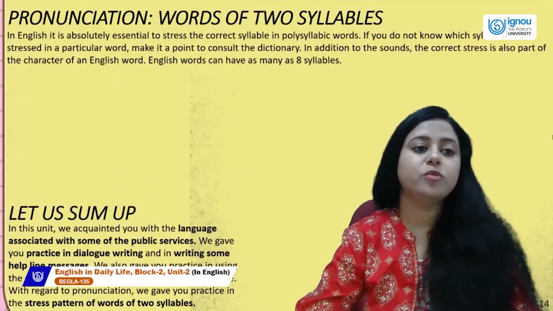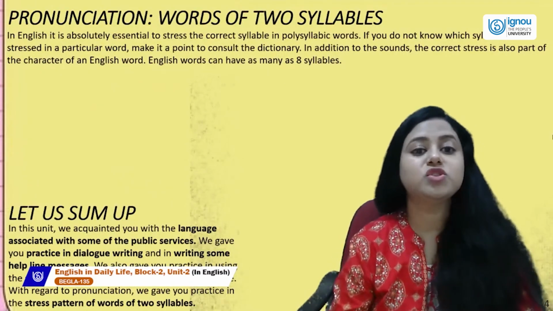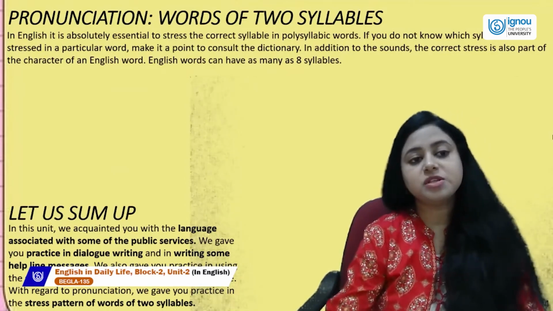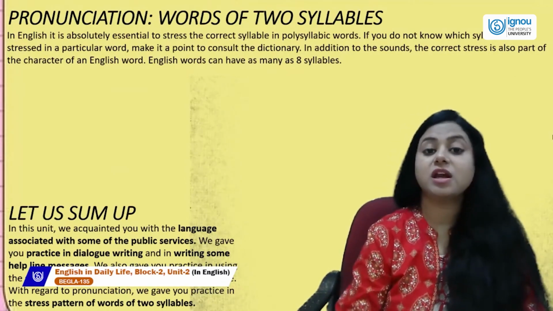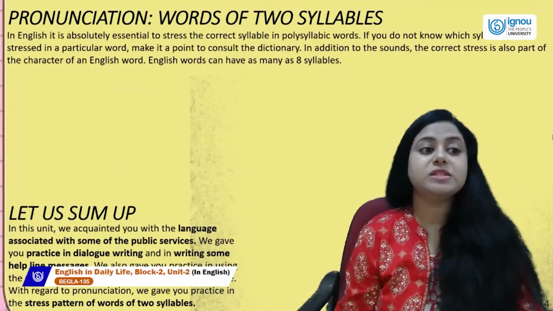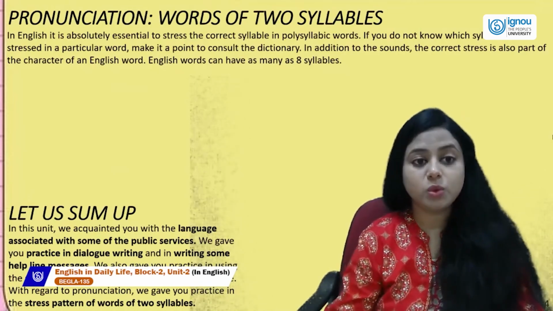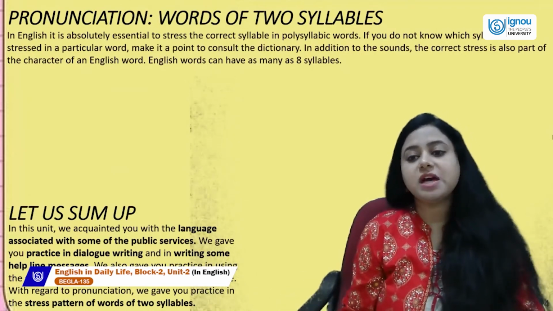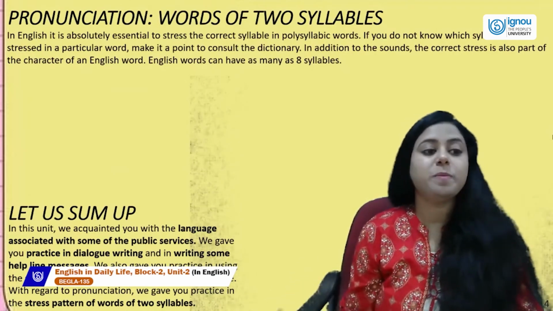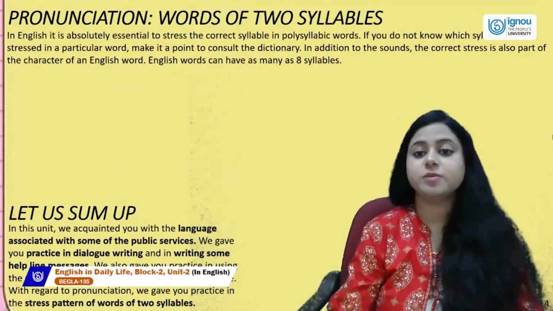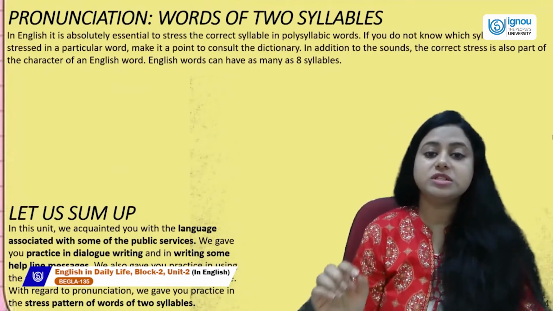Now, for pronunciation, there are words of two syllables. In English, it is absolutely essential to stress the correct syllable in polysyllabic words. So, if you do not know which syllable is stressed in a particular word, make it a point to consult the dictionary. In addition to the sounds, the correct stress is also part of the character of an English word. Now, English words can have as many as 8 syllables, but I'll give you a little example.